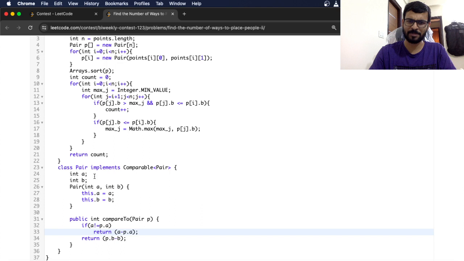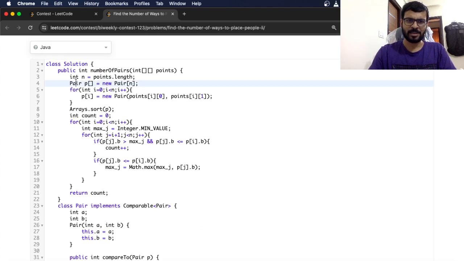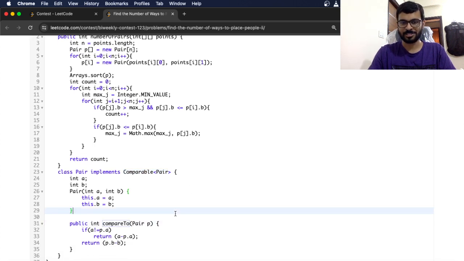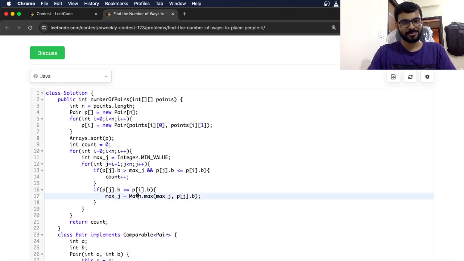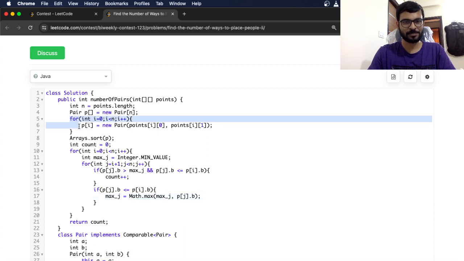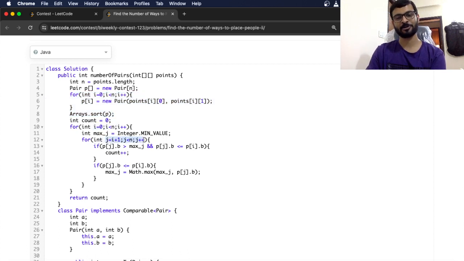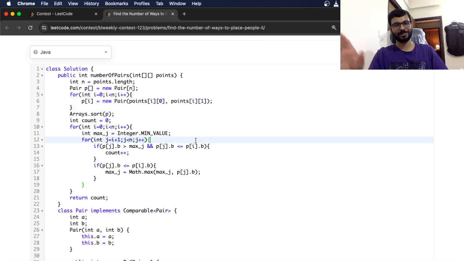Okay, now coming back, I'm going to implement this using this pair class, where I have added the comparable interface, and this is the standard compareTo function which I am overriding. Next, what am I doing? I'm creating these pairs and sorting, simple up to here, and then for every i, I'm going through every j. This is what the program is. So it's not a difficult code at all.